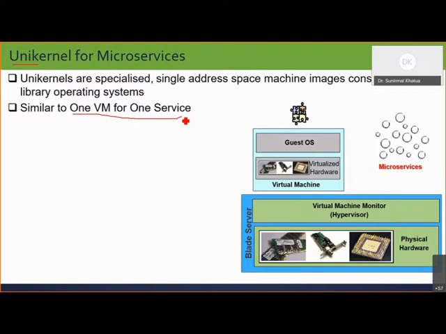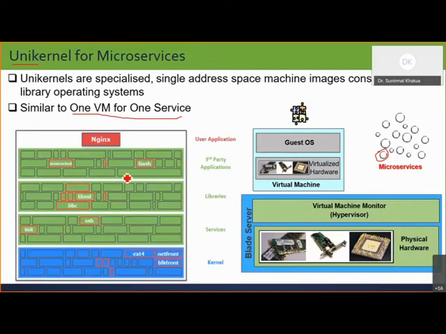That means if you have a microservice and you want to deploy it in a unikernel, each microservice will be deployed to one unikernel, and this unikernel will be mapped to one VM. It's not many unikernels to one VM. So how is this possible? Let us look at this picture.